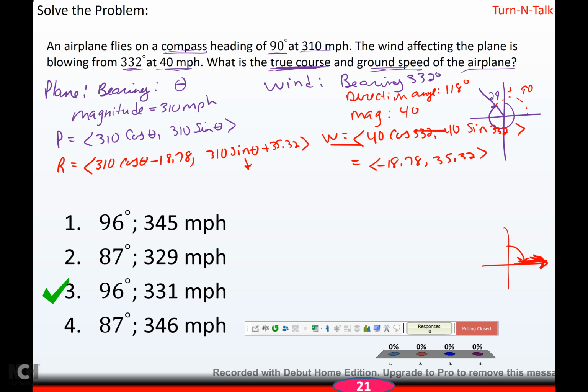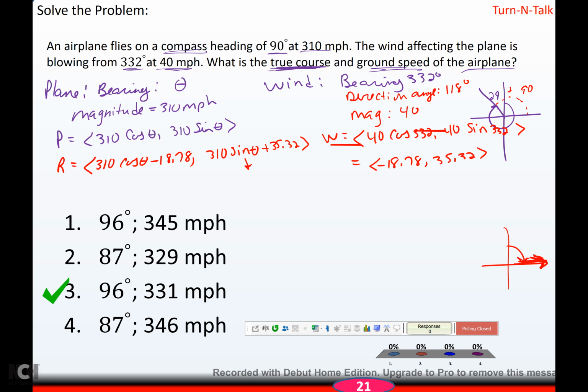Well, here's what you got to know. Without going into all of the geometry, whatever this angle is on your incline is going to be the same as this angle in here. And now you see I have this right triangle. I know the opposite, and I'm looking for the hypotenuse.